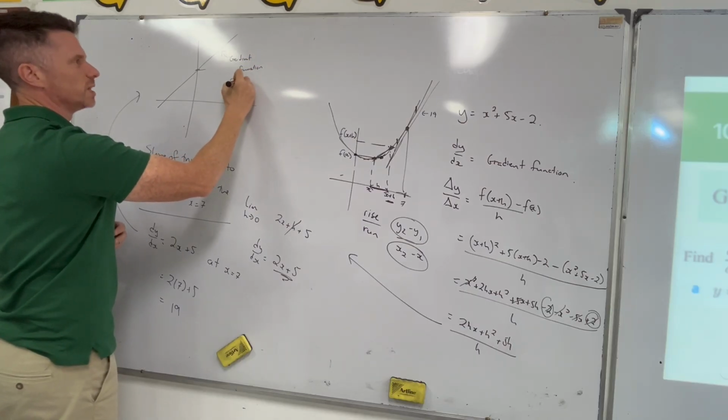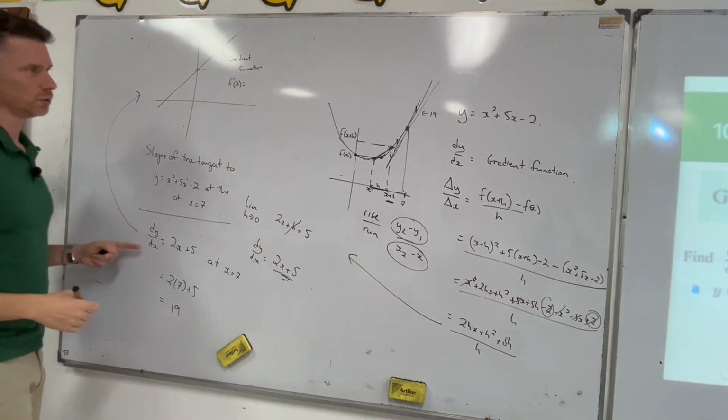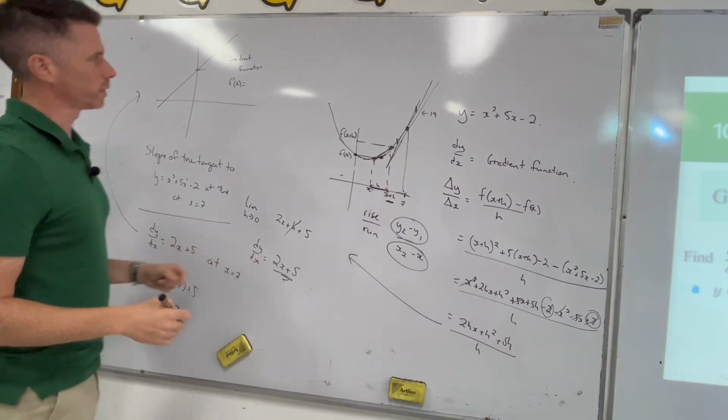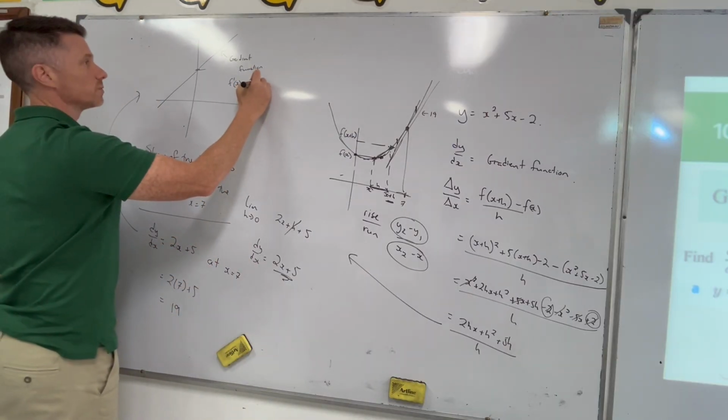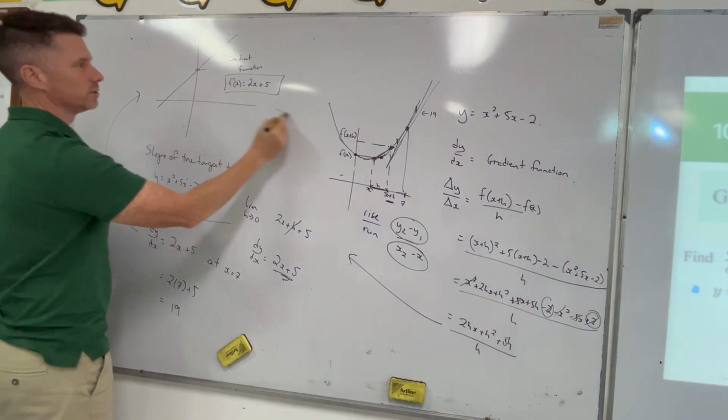The gradient function can be written f dash x sometimes, or dy over dx. That's the change in y over the change in x. It's just a quicker way of writing it: f dash x is 2x plus 5. Let's consider what this means compared to that.